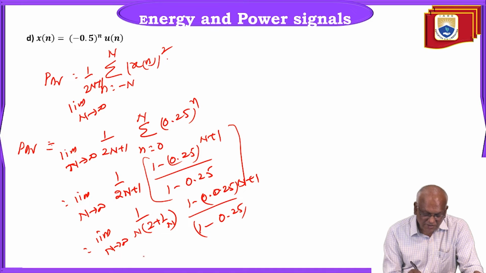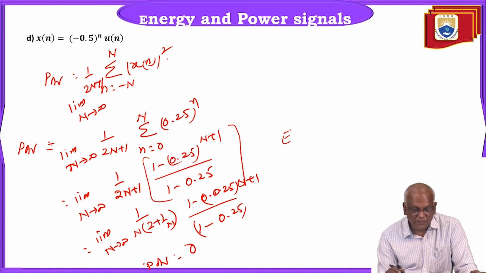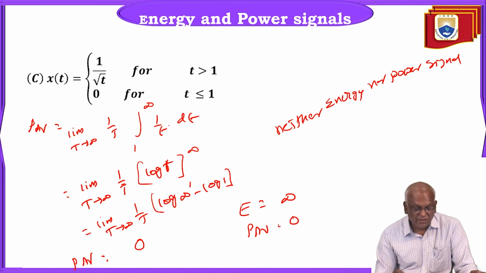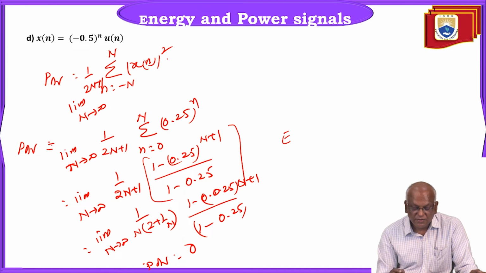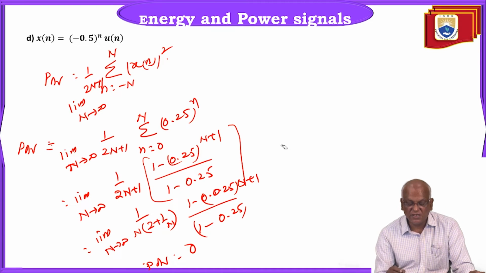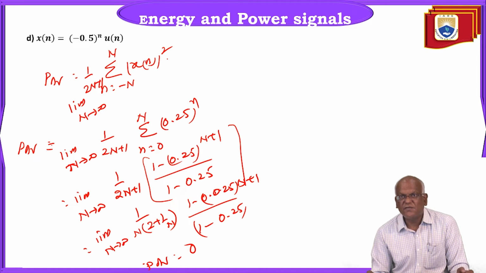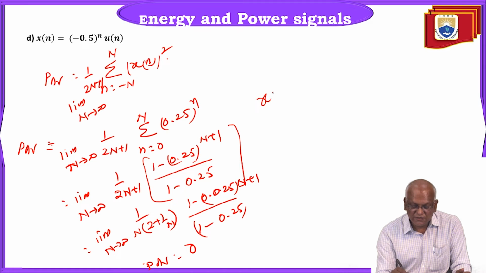When I apply the limit, the 1 by n value becomes 0, and the entire value divided by n is also 0. That's why the average power is equal to 0. The entire value becomes 0, and E is some finite value. So the given signal is an energy signal, since average power is 0 and E is a finite value.